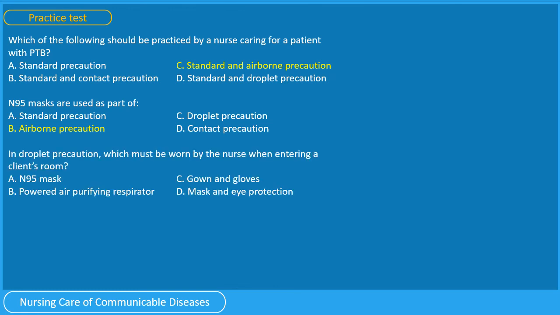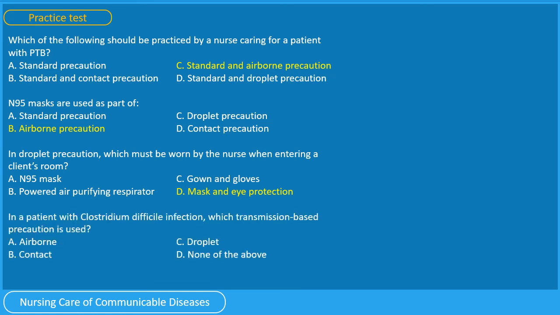In droplet precaution, which must be worn by the nurse when entering a client's room? A. N95 mask, B. Powered air purifying respirator, C. Gown and gloves, or D. Mask and eye protection. You have 5 seconds. And the correct answer here is D. Mask and eye protection. Options A and B are used in airborne precaution, while your gown and gloves are used in contact precaution.